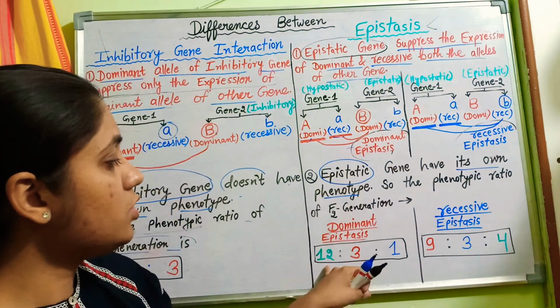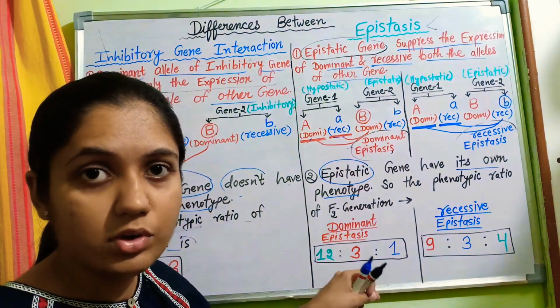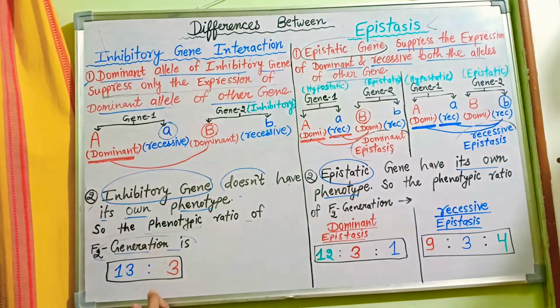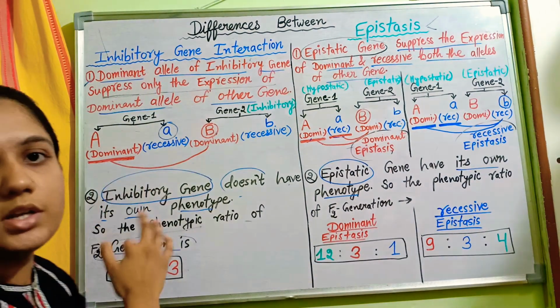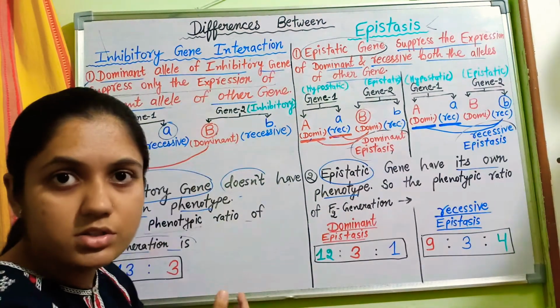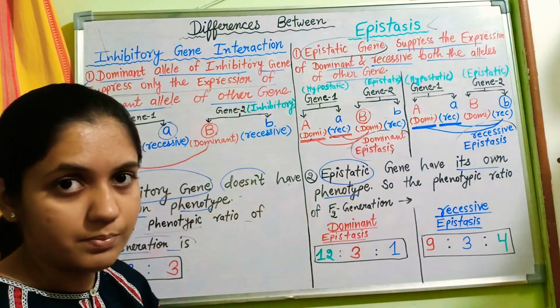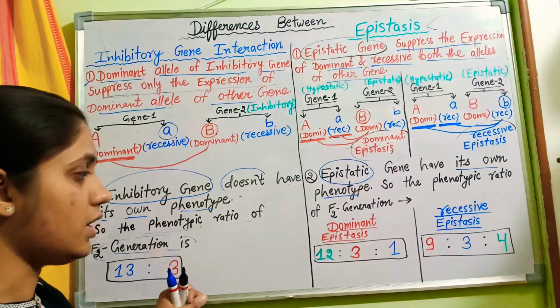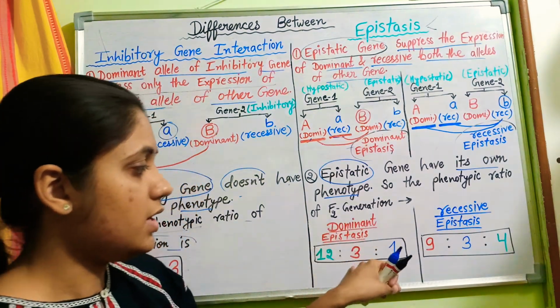So this is the new phenotype that is absent. This green color phenotype is absent in this inhibitory gene interaction, because the inhibitory gene does not have its own phenotype. So this green color is absent. But here it is present because you can see here.